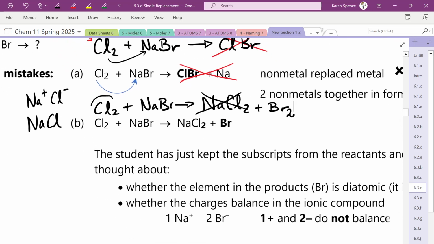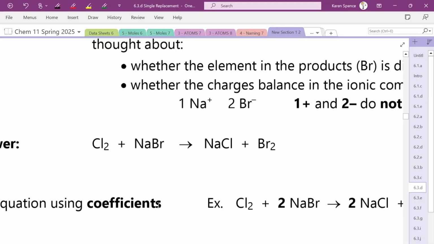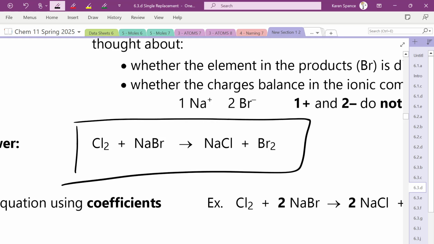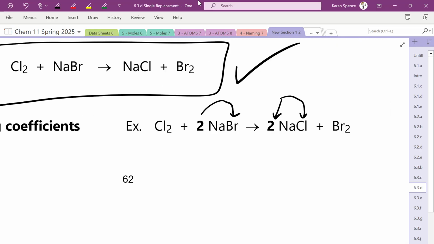All right. Now, here is what it should look like. We should have Cl2 plus NaBr gives NaCl plus Br2. This is correct. And then you would have to balance it using your coefficients. So you would say, okay, I've got 2 Cls and I've got 2 Brs, and that balances everything.